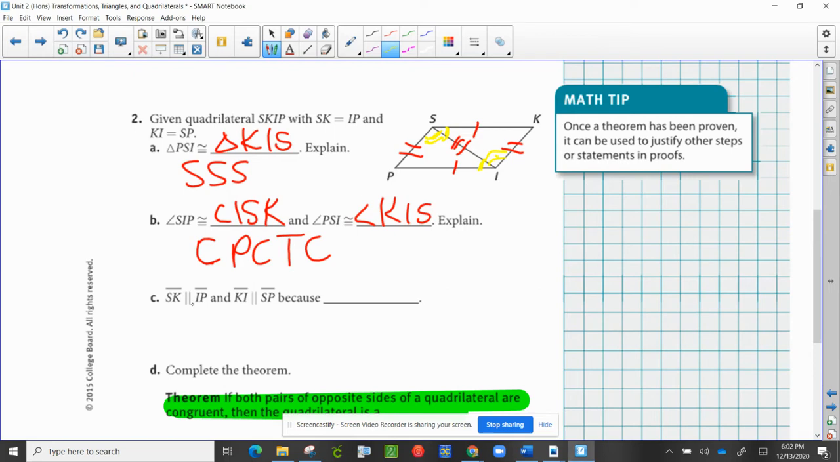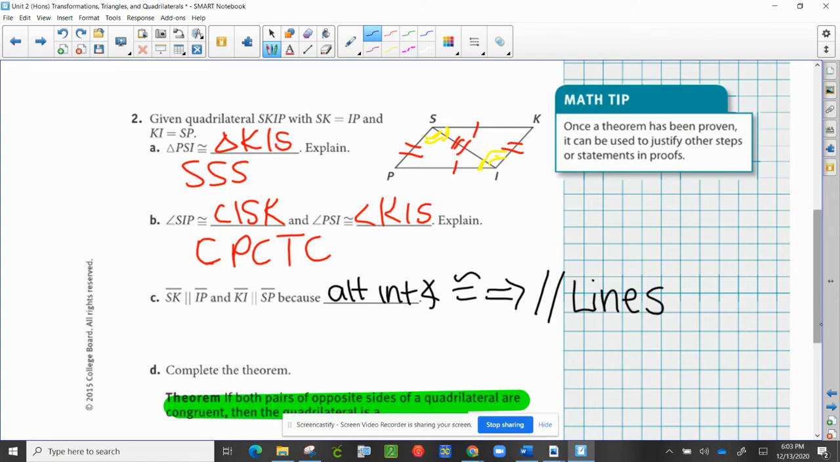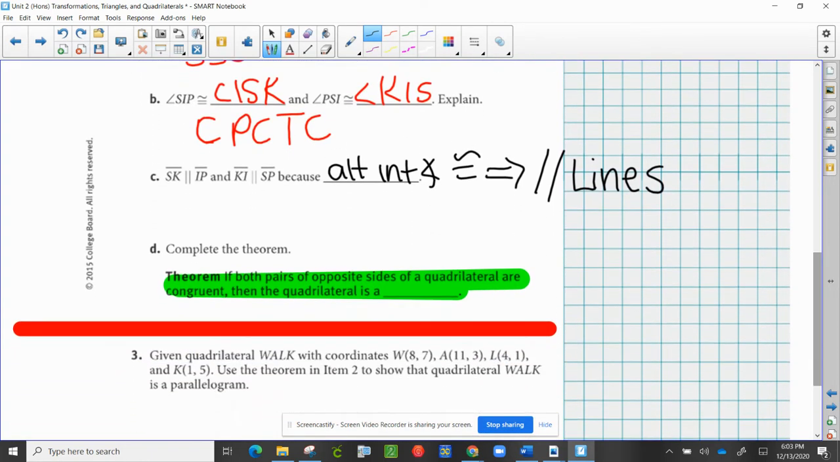So these lines are parallel to each other because if alternate interior angles are congruent, then that implies that we have parallel lines. We can prove that this quadrilateral is a parallelogram because we proved congruent triangles, which helped us prove that angles were congruent. And if we have alternate interior angles that are congruent to each other, that implies parallel lines. That's from our last unit as well. Here's our first theorem. It says if both pairs of opposite sides of a quadrilateral are congruent, then the quadrilateral is a parallelogram.